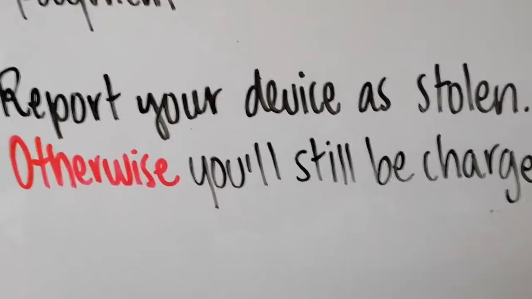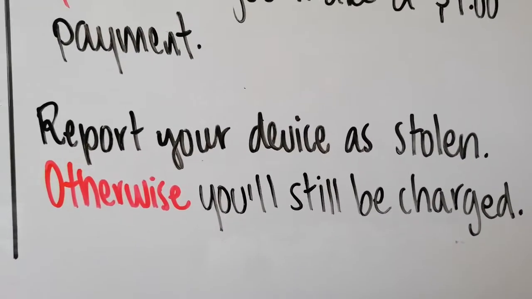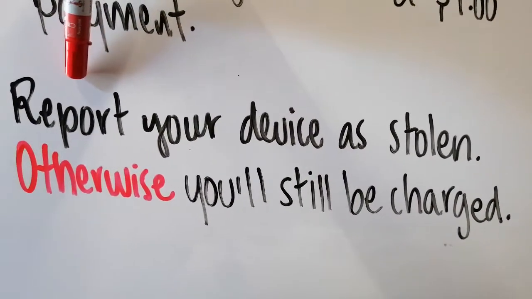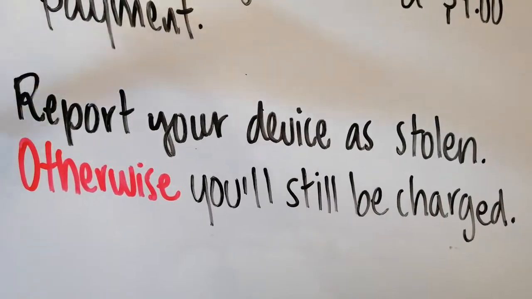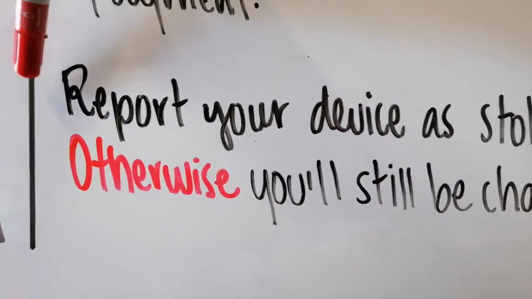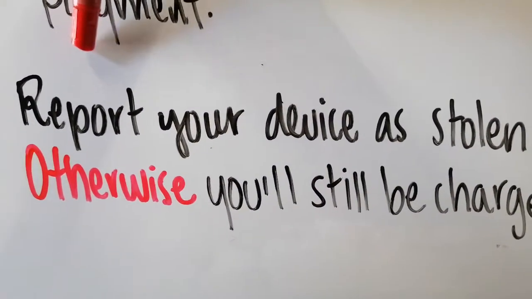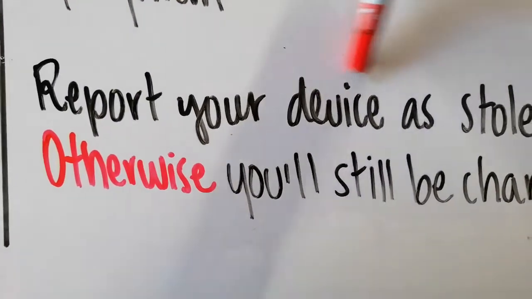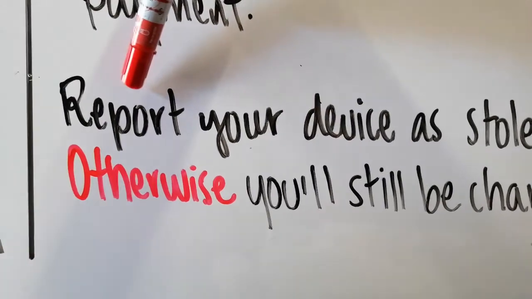Now, something to notice with the otherwise structure is that one of the clauses needs to be in the imperative form. Remember that the imperative form is the only time in English in which we don't use a subject. We go straight to the verb because we're giving out instructions, orders, or commands. So in this clause here, there is no subject.